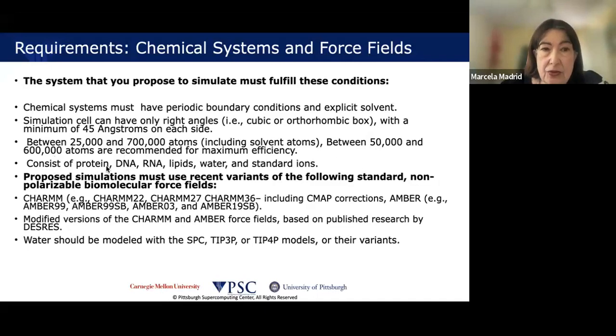The system should consist of protein, DNA, RNA, lipids, water, and standard ions. And so the proposed simulation must use one of the standard non-polarizable biomolecular force fields, such as CHARMM or AMBER, or there are modifications that have been published by DESRES. But check the RFP for the details on the force fields. And then the water also should be modeled by the standard models.